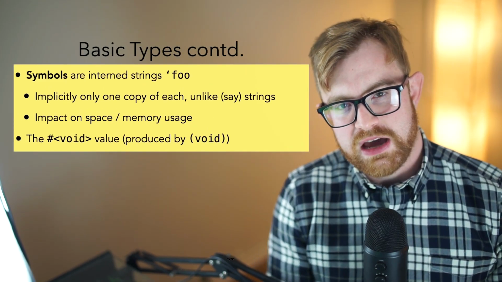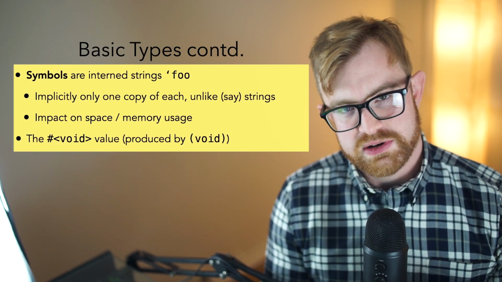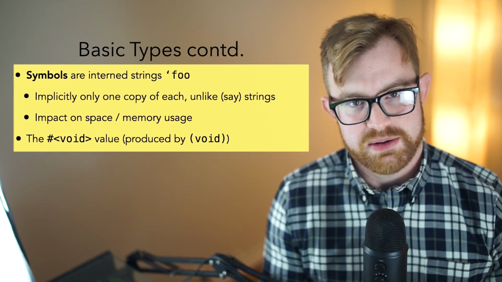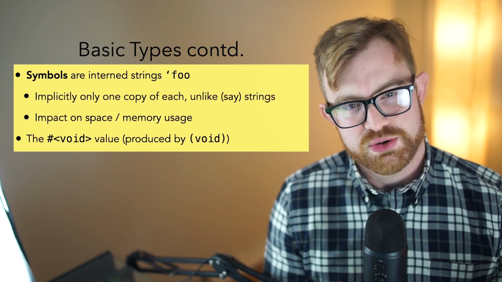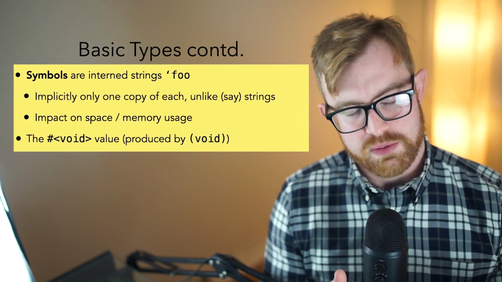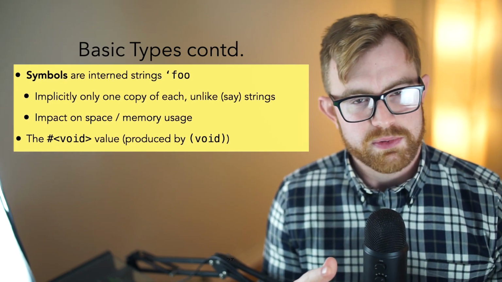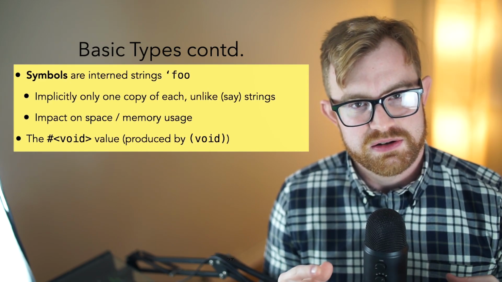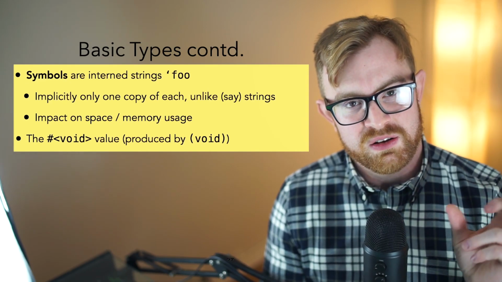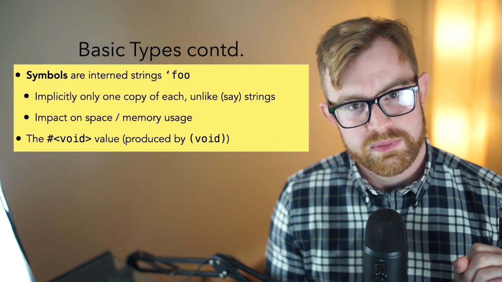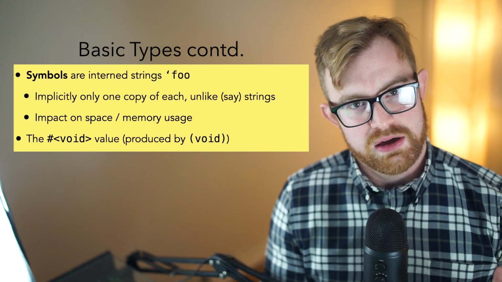All right, there are two more basic types I want to discuss before moving on. The first one is very important to know about, and this is called a symbol. A symbol is kind of like a string, except it's got a special property. If a symbol foo exists in the system, only ever one single copy of it will exist in memory. This is not the case for strings.